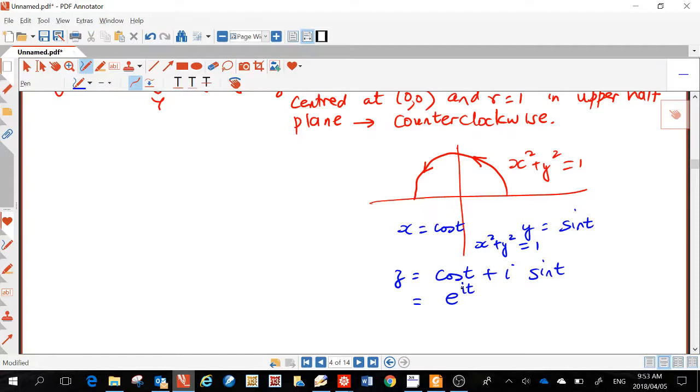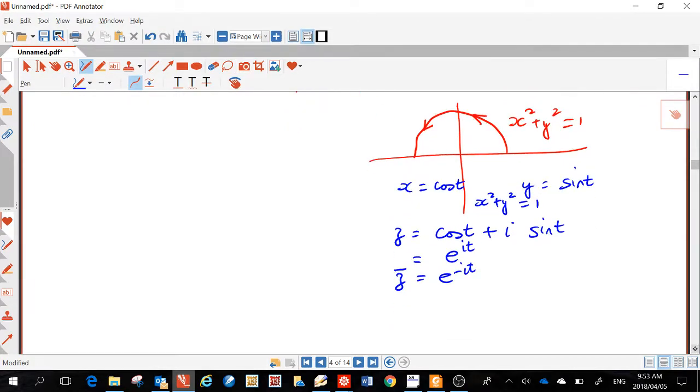I'm going to actually use this method here at this stage. And of course, z bar will be e to the minus it. It's a conjugate, so it will be cos t minus i sine t, or e to the minus it. That's Euler's theorem. e to the i theta is cos theta plus i sine theta. How about dz? Differentiate this guy, minus sine t. There's two ways to write it. You write this as minus sine t plus i cos t dt.